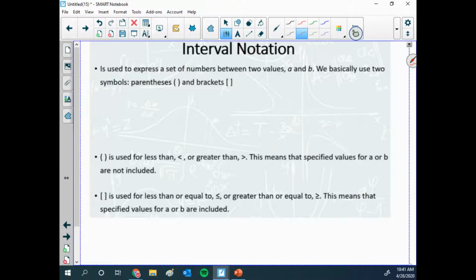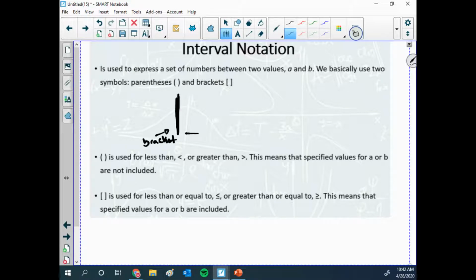Today we're going to take a look at a different way of expressing domain and range, which is using interval notation. Interval notation is used to express a set of numbers between two values A and B. And we use symbols or brackets to help us express what's happening between that interval. So as a very generic kind of code that you can substitute into here, what we do is on the left side, we put some sort of bracket.